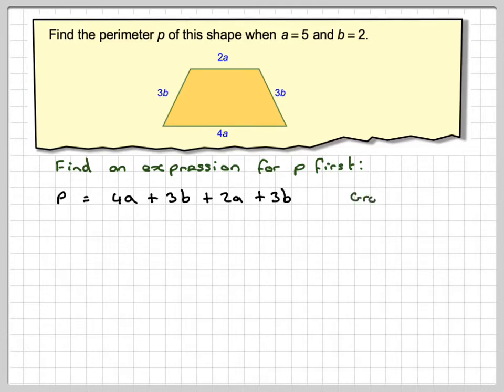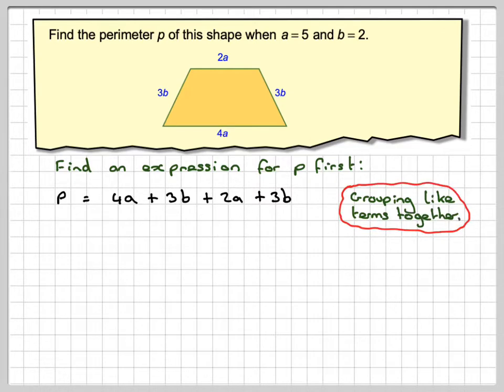So grouping like terms together, we're going to have that P is equal to 4A plus 2A plus 3B plus 3B. If we group those two together, we're going to have 6A. If we group these two together, we're going to have 6B.